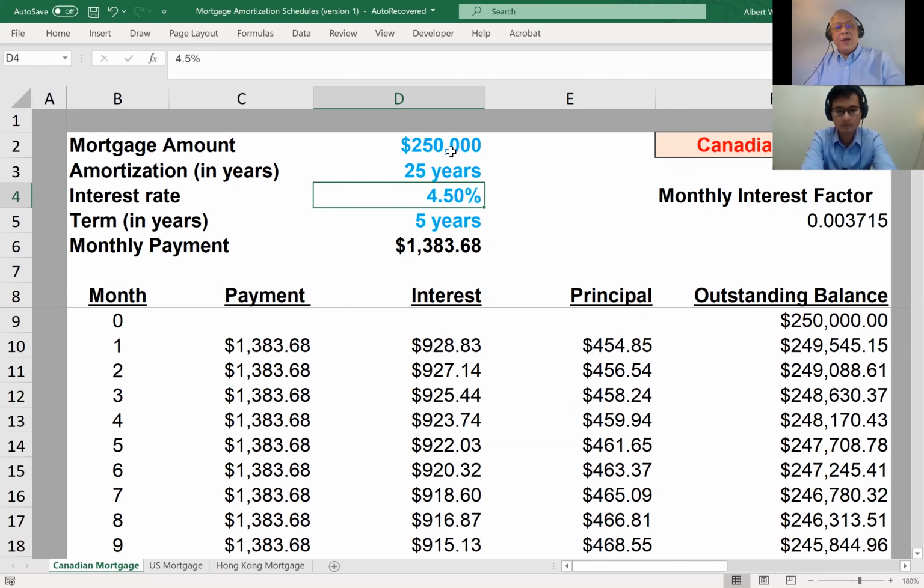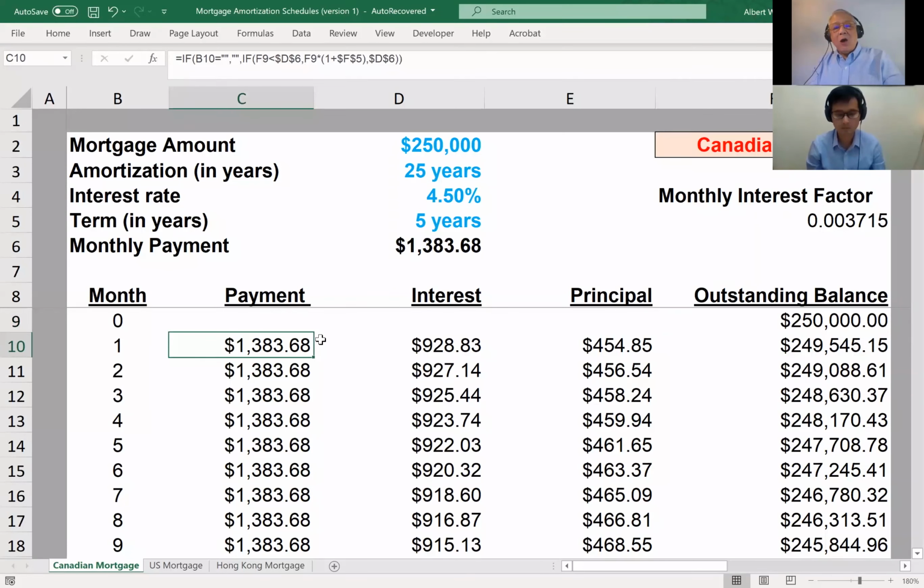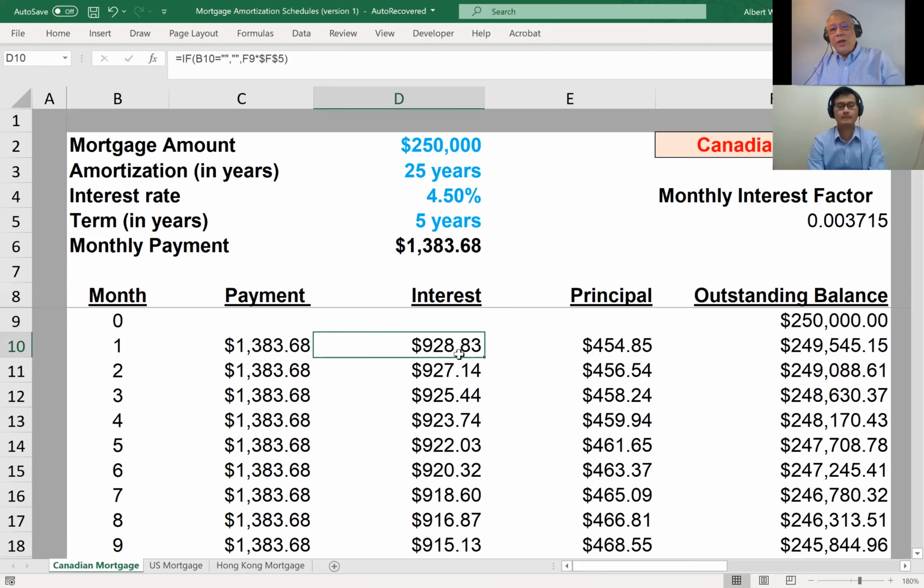So let's walk through it a little bit. For example, in our example we have $250,000. At the beginning of the mortgage, you owe $250,000. The first month you make a payment of $1,383.68. Out of that payment, do you know how much money would go into interest? 900. Actually, a lot. Yeah, it's actually a lot, right? $928.83 goes into the interest.